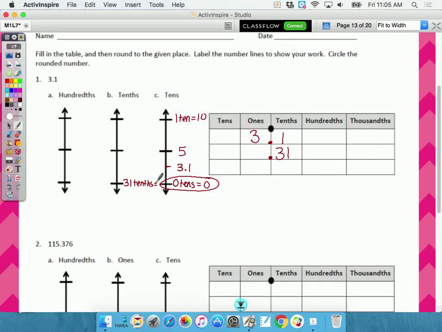equals, how do I write that in standard form? 310. No, you're close. You're thinking hundredths. How do I write it in standard form? 3 and 1/10. Okay. What comes after 31? 32. 32 tenths. How do I write that in standard form? 3 and 2/10. Notice I've got unit form, standard form, unit form, standard form.